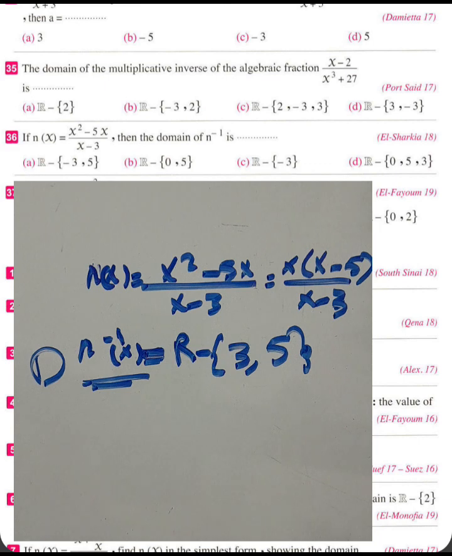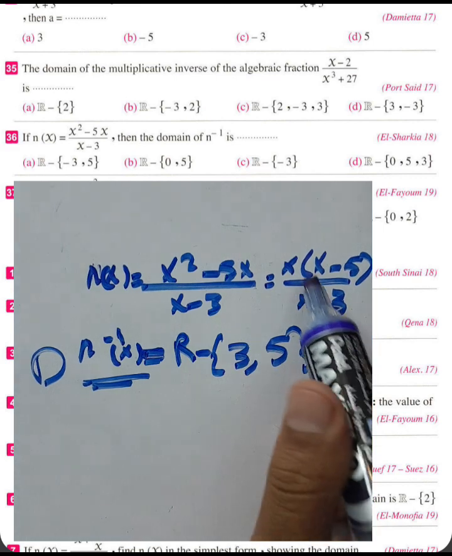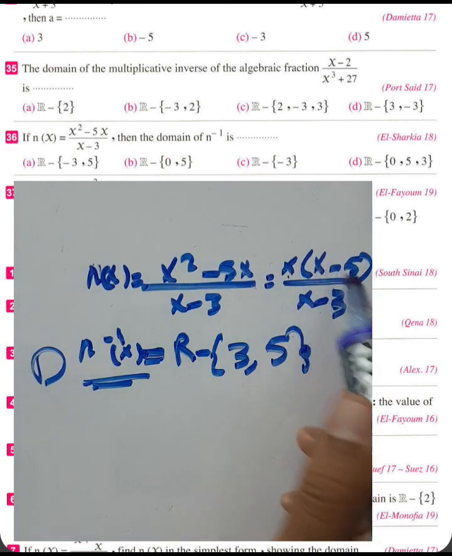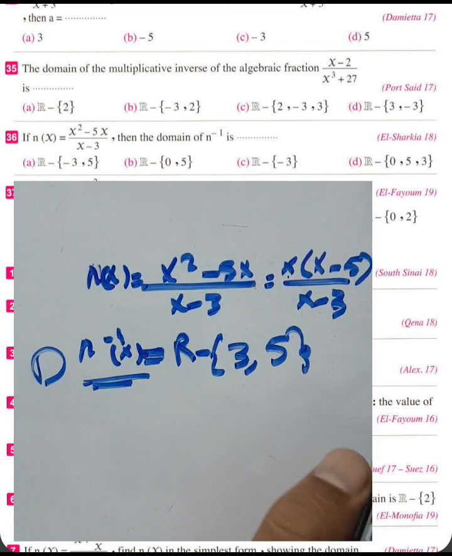Understood the steps? You can write the first equals 0 and the second equals 0. The first will equal 0 where x equals 0 and x equals 5, and the denominator equals 0 if we put x equals 3. Okay, understood.